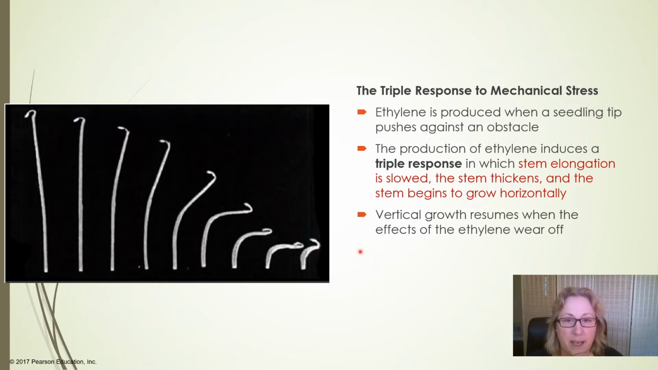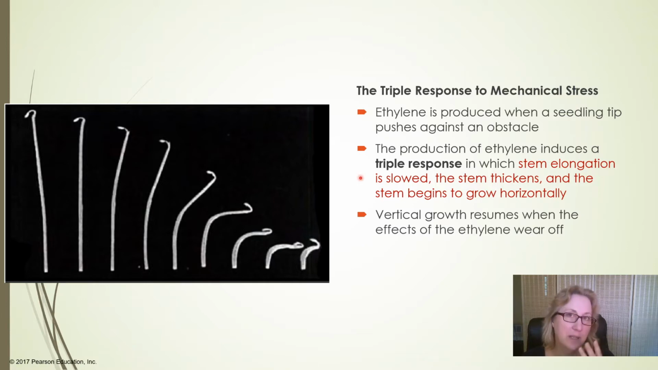One of the things that ethylene does is cause this so-called triple response to mechanical stress. And the kind of mechanical stress this is an adaptation for is a seedling that's trying to emerge from the soil, but it hits an obstacle. So that little growing tip of the seedling pushing up against something is what triggers the production of ethylene and triggers this triple response.